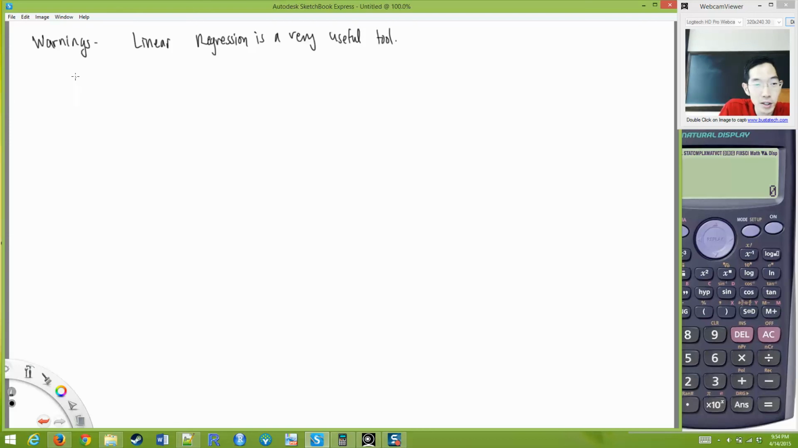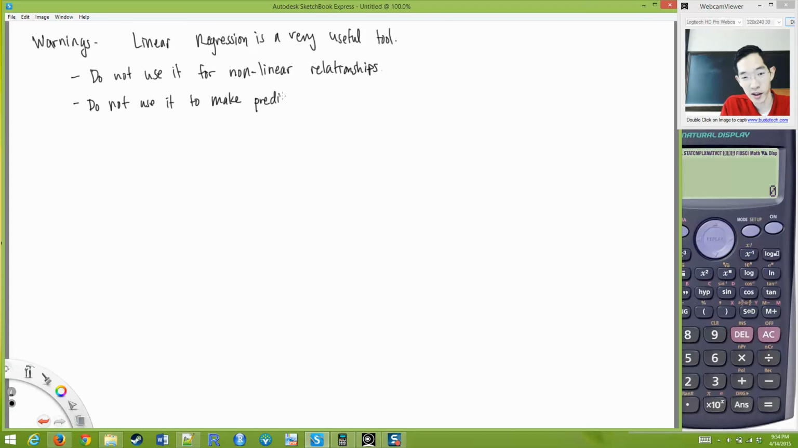Okay, so a few things. Do not use it for nonlinear relationships. We've already covered this. Do not use it to make predictions outside of the range where you've collected data.